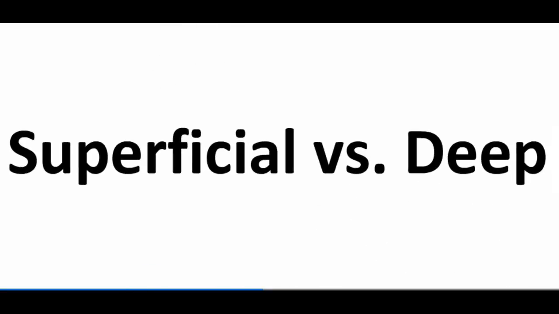Superficial versus deep. Finally, we have superficial, which means near the body surface. For example, skin is superficial to bone. And deep, which means farther away from the body surface. For example, bone is deep to skin.